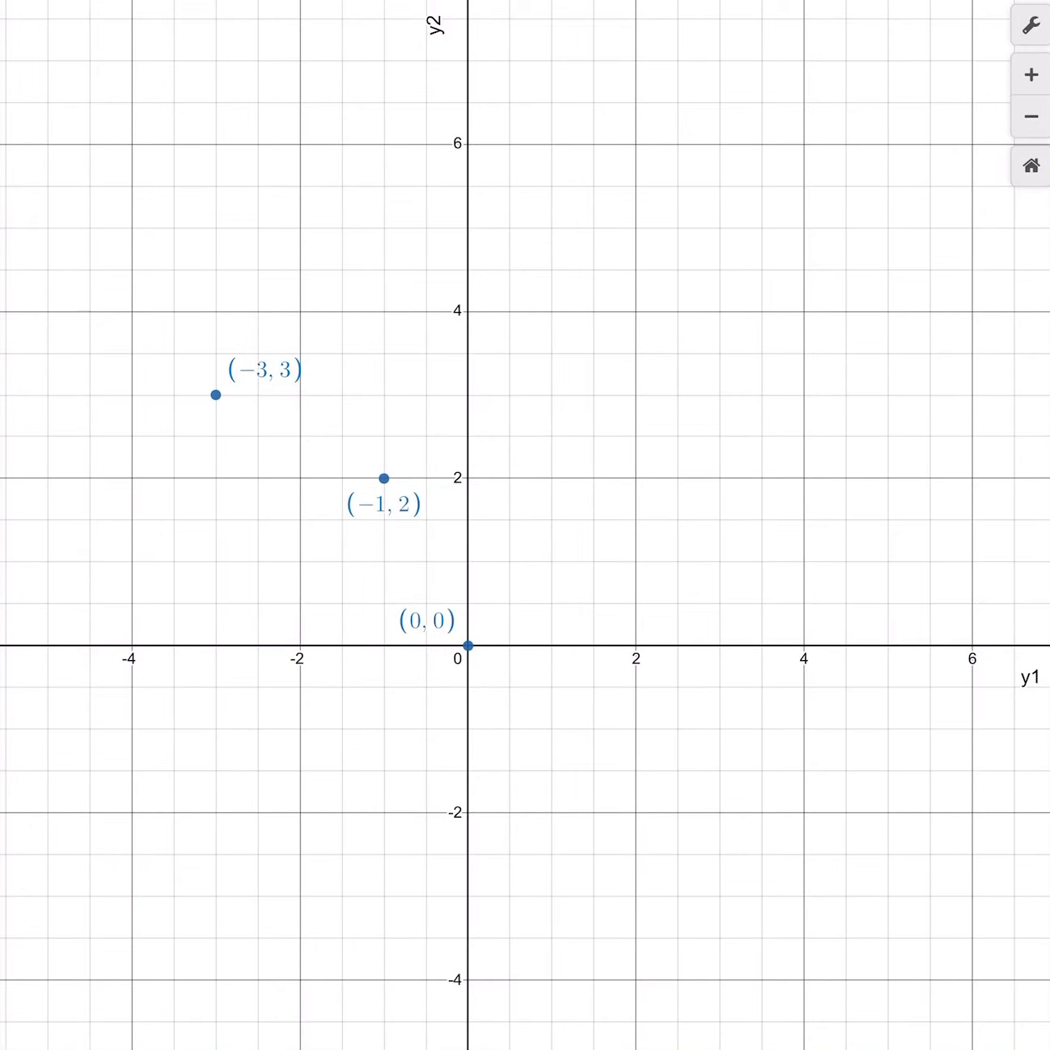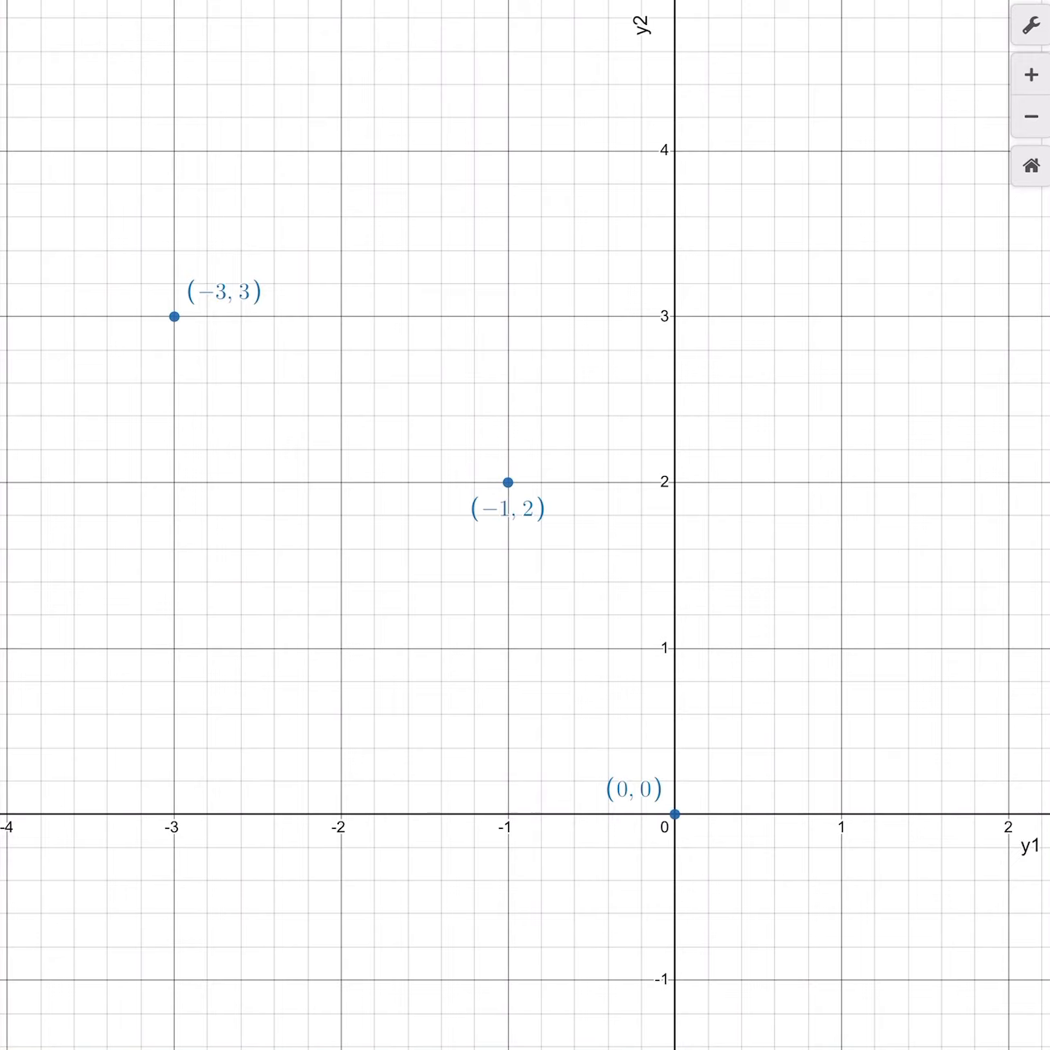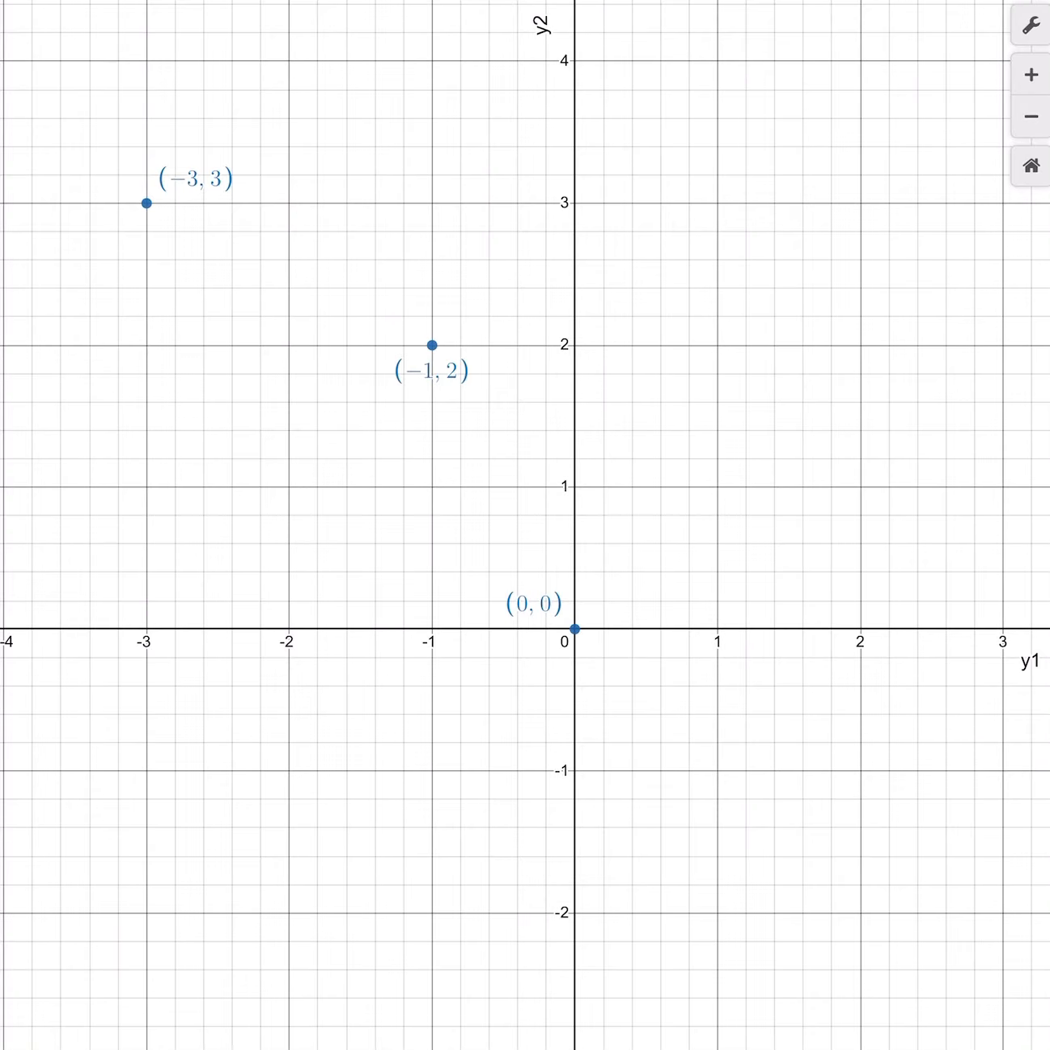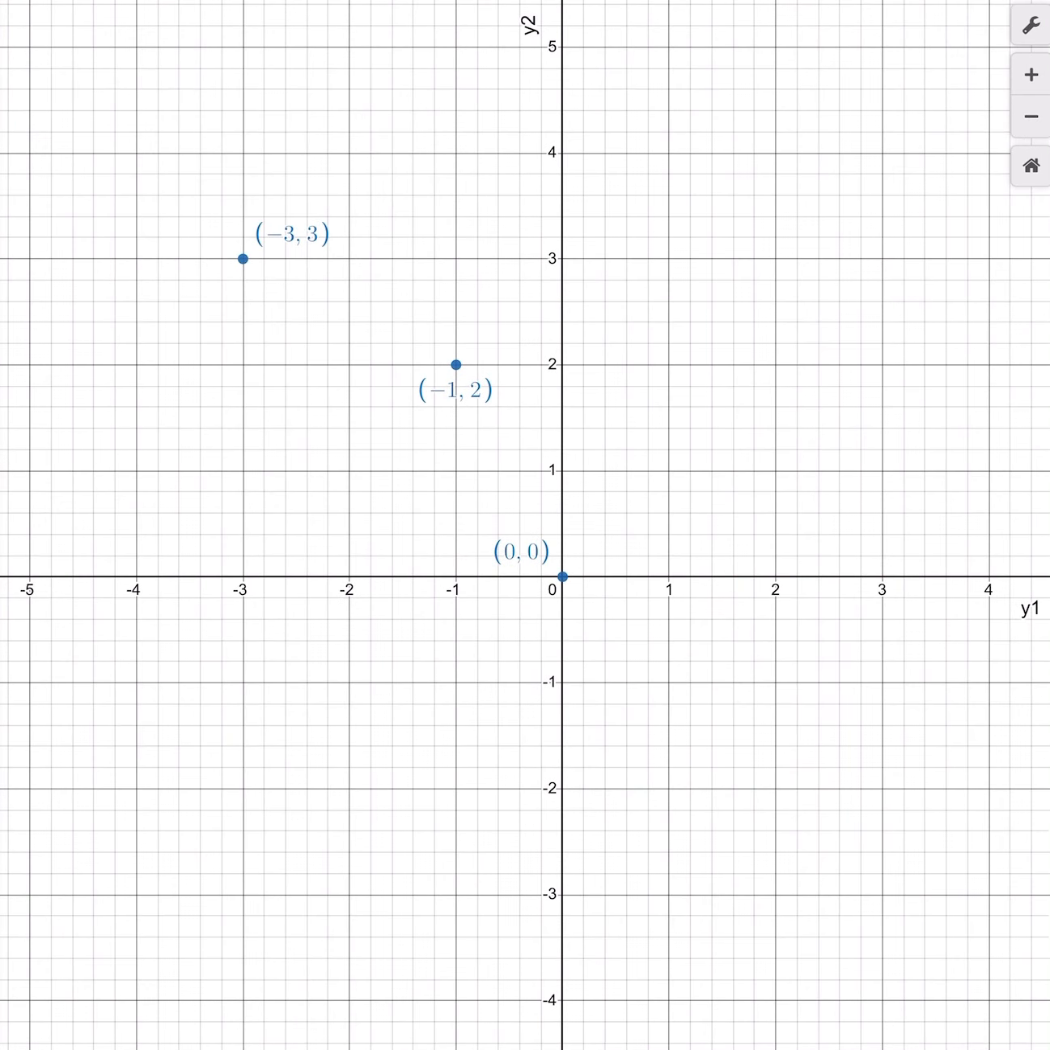Hey guys, in this video I'm going to give some geometric intuition using Desmos to the result that we just found. I've taken all the y1, y2 combinations in our set y and plotted them here: 0, 0, negative 1, 2, and negative 3, 3. We can produce 0 outputs with 0 inputs, 2 outputs with 1 input, or 3 outputs with 3 inputs. Those are the 3 vectors in our set y, plotted as points.